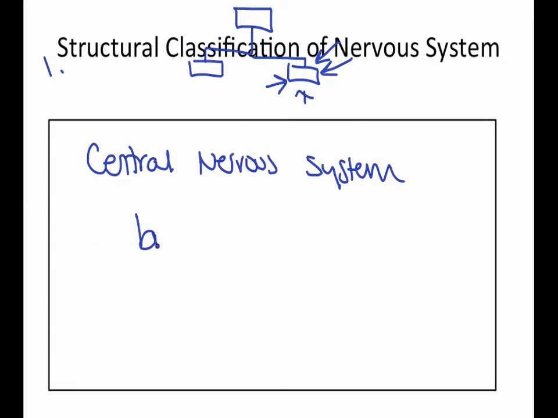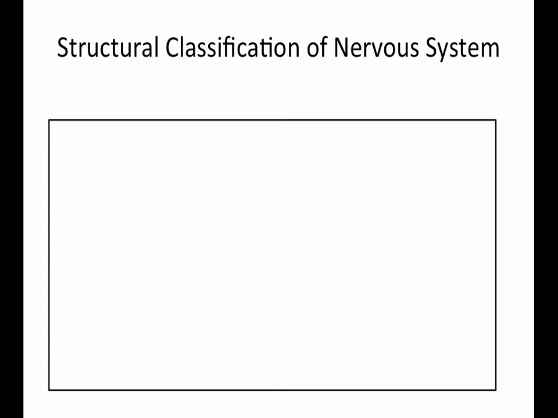And this includes your brain and spinal cord. Okay, so next up we're going to move into the one on the left. So it's the second box down on the left. So let's see here. Okay, so next up we have the peripheral nervous system.